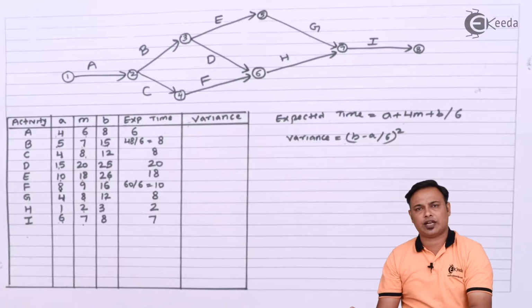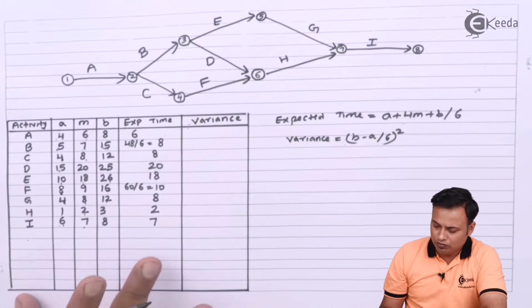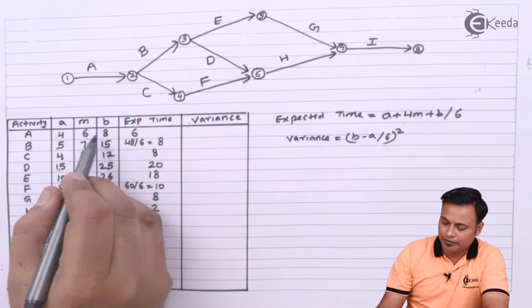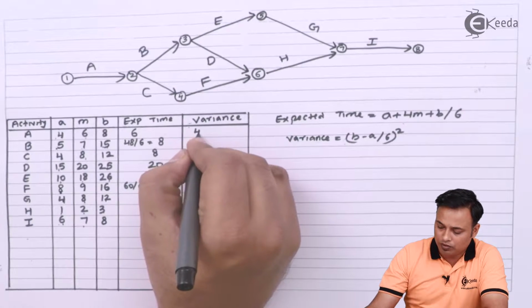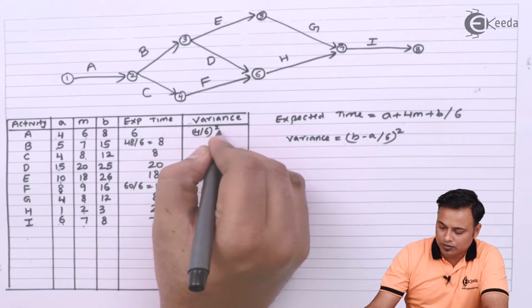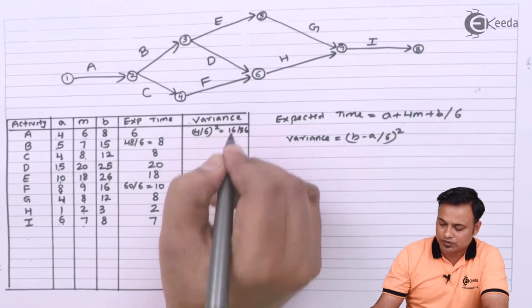So these are my expected times, and my variance calculation will be now 8 minus 4, which will be 4 by 6 the whole square, that is 16 by 36.